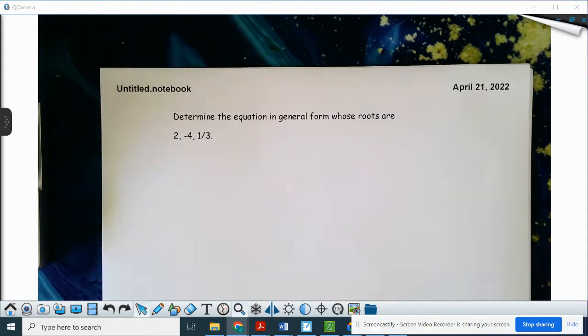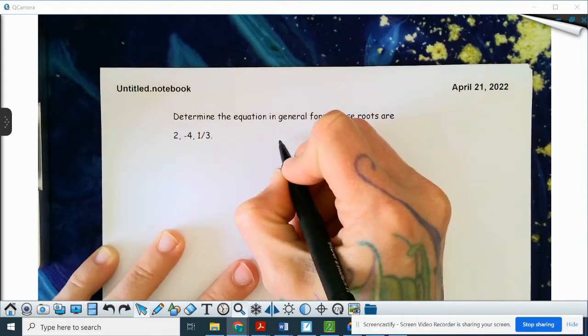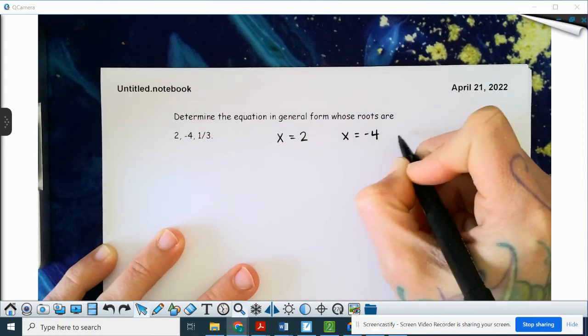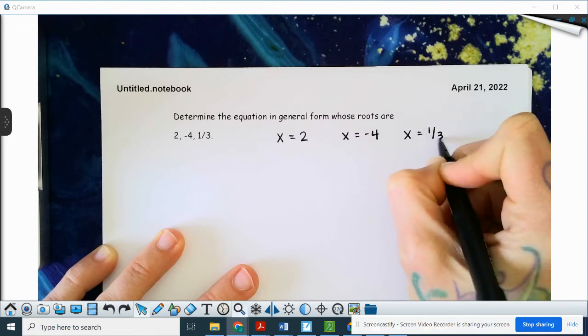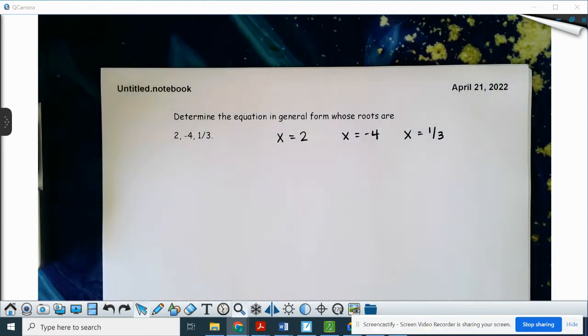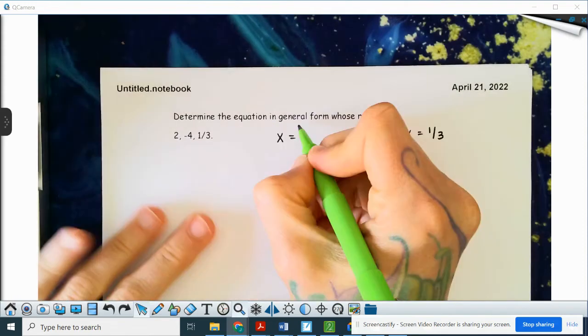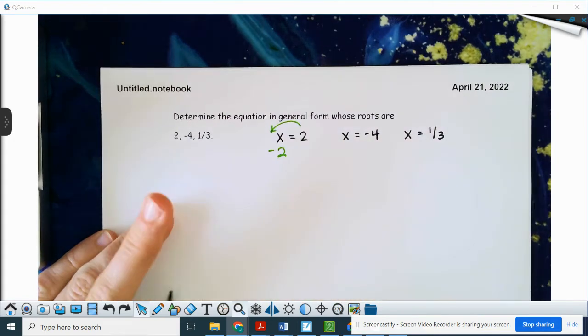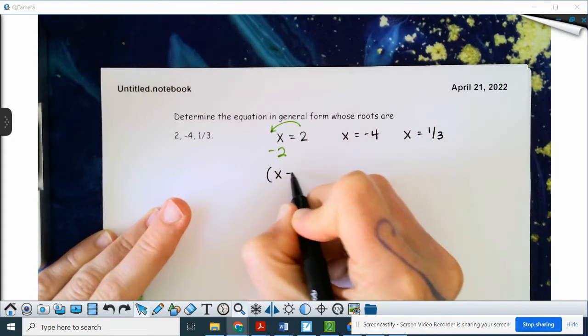All right, so determine the equation in general form whose roots are 2, -4, and 1/3. So that means I know that x is equal to 2, x is equal to -4, and x is equal to 1/3. First thing we need to do is find our factors, so that's get this equal to 0. So we're going to move that 2 over this way. It's positive, it's crossing the equal mark, so we're going to minus it.